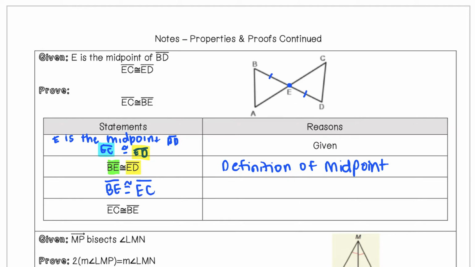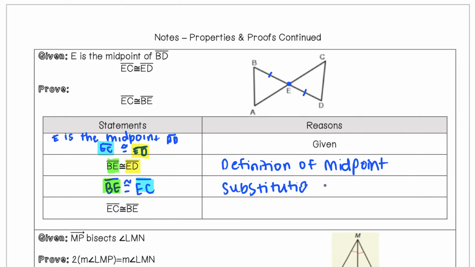And I'm going to make that claim because of substitution. So I'm copying down line 2 and I'm replacing the ED with EC. I'm just replacing the yellow with blue because I was given that yellow and blue are congruent. So I'm using the substitution property there, but you could also think of this as the transitive property because we were taking that blue is equal to yellow, green is equal to yellow, therefore blue and green must be equal to each other. You can use either reason there and you would be correct.